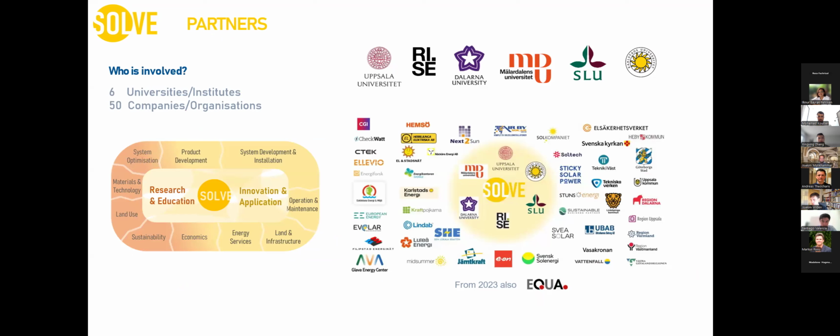We have quite a lot of partners in Solve. We are 6 universities and research institutes: Uppsala University, RISE, Dalarna University, Mälardalen University, Swedish University for Agricultural Sciences, and Karlstad University. And as you can see here, we have quite a big list of companies involved and also co-funding the center. We can go to the next slide.